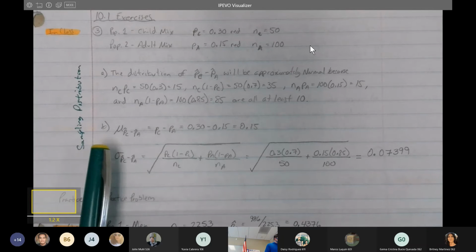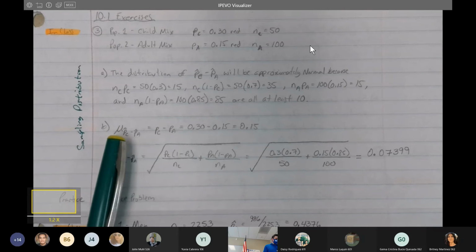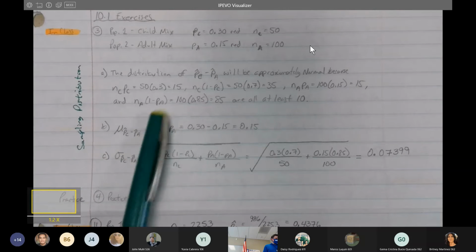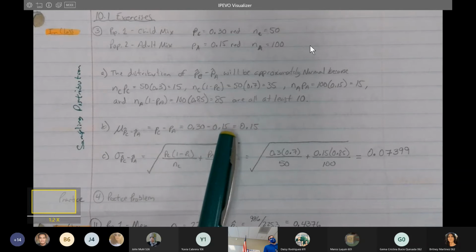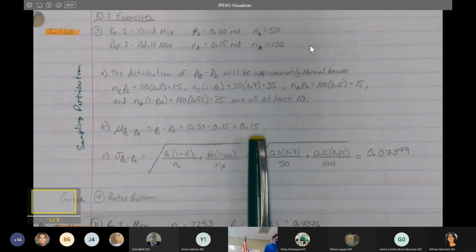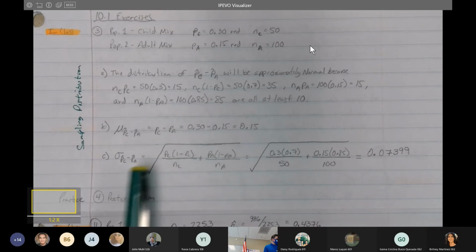All right. Part B, what is the mean of the sampling distribution? The mean of the difference of the sample proportions is equal to the difference between the population proportions, 0.3 minus 0.15. We get 0.15, and that is the mean. This follows from Chapter 6, principles about random variables.